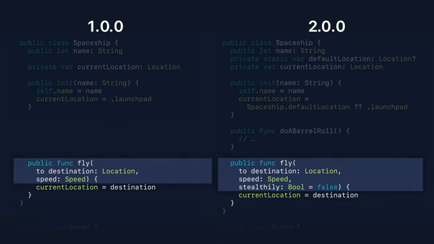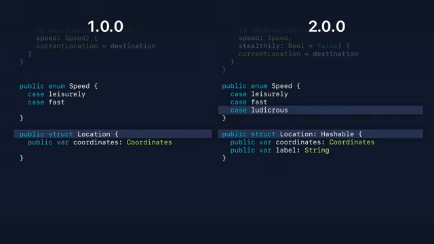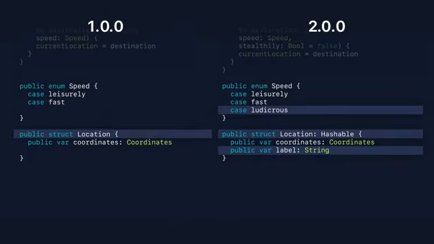Now, these are all changes to the spaceship class, but I've also changed some of the value types in FlightKit as well. I've added a new case to the speed enum. I've made locations hashable so that clients can have sets of them. And this is my favorite change. I've added a new stored property to the location struct without breaking source or binary compatibility. Now in Swift, all of these changes are backwards compatible, so I only need to bump the minor version number.